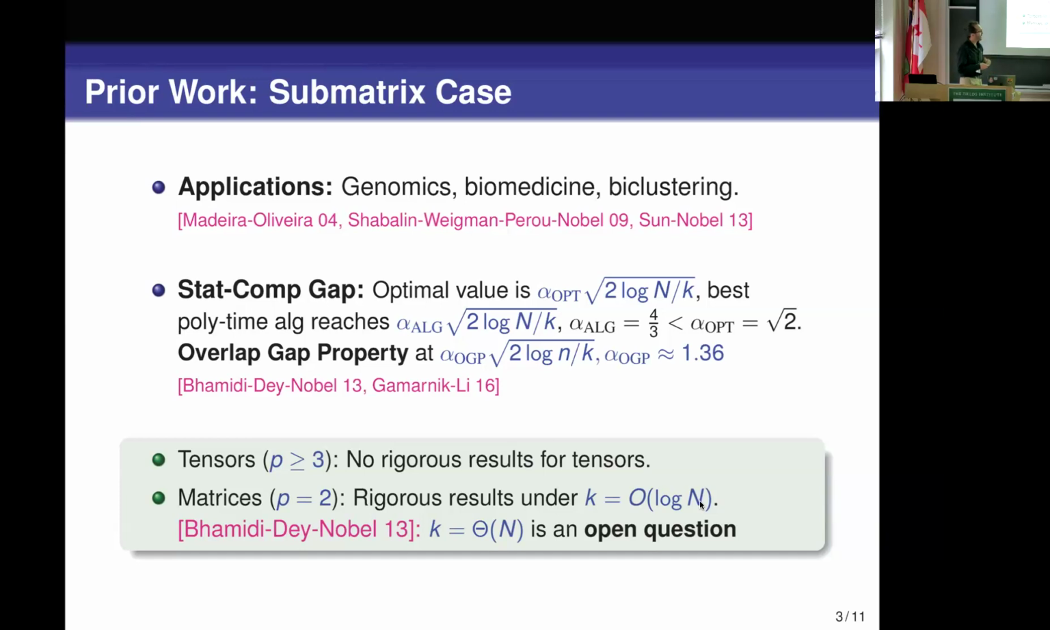And a work by David Gamarnik and Quan Li from 2016 showed that this model exhibits something called the overlap gap property, which I will tell you more about. As a result, some algorithms are going to break down for this model. Not all algorithms, but there is some evidence of hardness. So here is the state of affairs, at least at the time we were writing this paper. There were no rigorous results available for the tensors, where there are some now, which I will also mention. As for the matrices, the rigorous results, almost all of them are under the assumption that k is big O of log n. And Shankar Bhamidi, Partha Dey, and Andrew Nobel actually explicitly highlight the regime when k is theta of n as an open question, and they say it will probably require more advanced techniques.